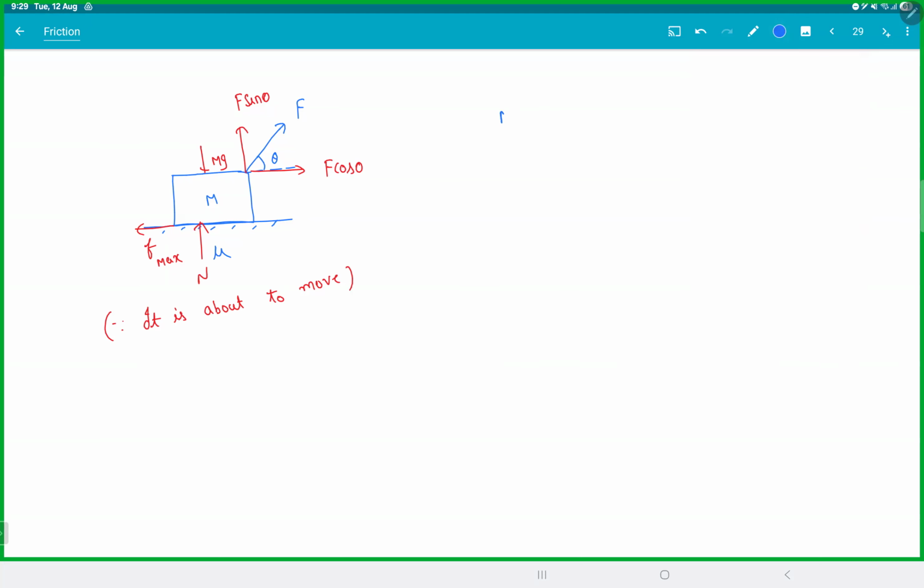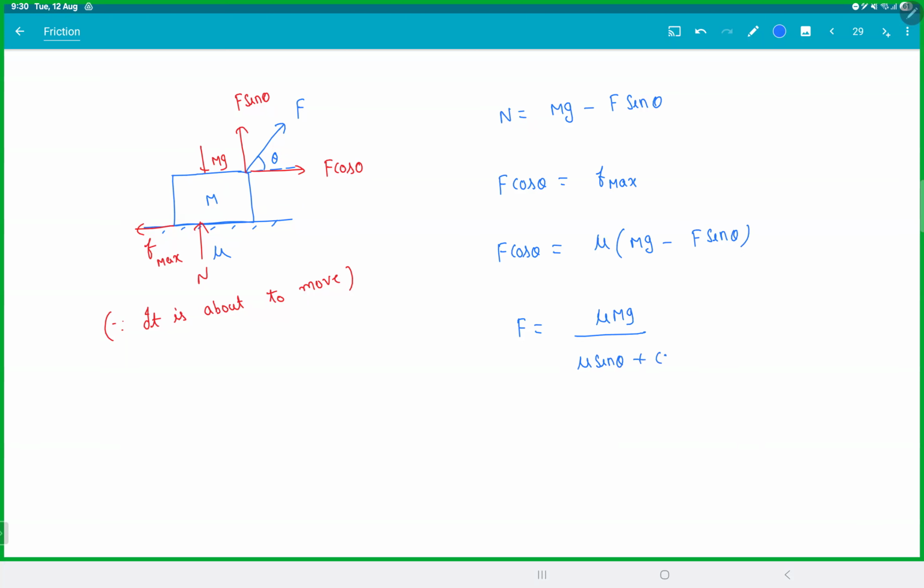So here, first of all, the normal reaction is not mg. This is the mistake. N is mg minus F sin theta there. Then we get F cos theta is equal to f max, which is equal to mu N. N is mg minus F sin theta. Then we get F is equal to mu mg by mu sin theta plus cos theta.